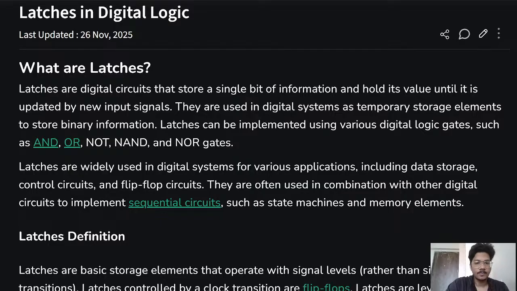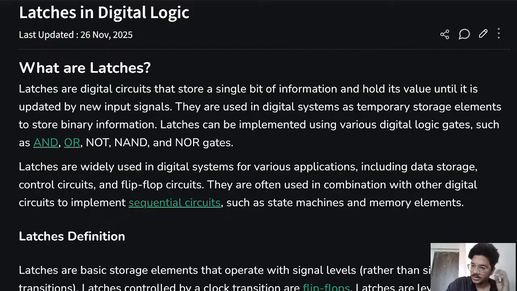They are used in digital circuits for temporary storage and storage of binary information. Latches are implemented using various digital logic circuits. So latches can be implemented using NAND or NOR gates. Latches are widely used in digital systems for various applications, including data storage and controlling circuits.